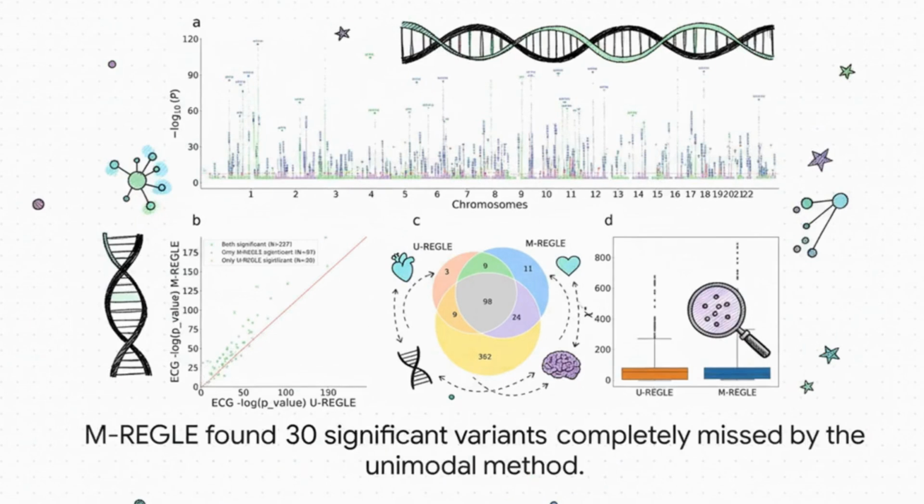Let's actually quantify this, because the numbers are pretty staggering. So it confirmed 122 known genetic links, which is great, but it also found 20 totally new ones. And get this, it found 30 genetic markers that were completely invisible when scientists looked at each data stream on its own. That's not just a little better, that's a whole new level of discovery.